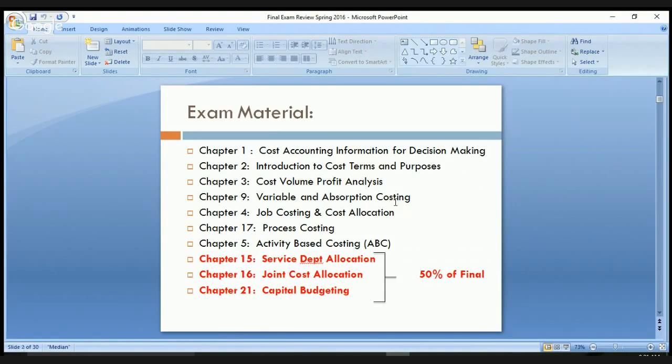So again, here are the chapters that are going to be covered. The first half of the test is going to be over chapters 1, 2, 3, 4, 5, 9, and 17. The other half is going to be over 15, 16, and 21.